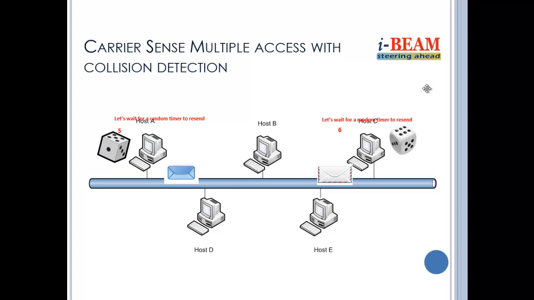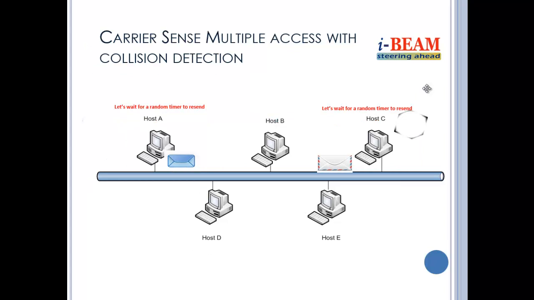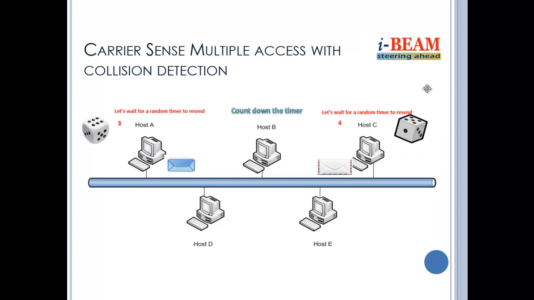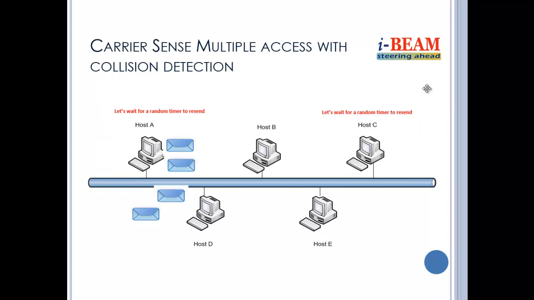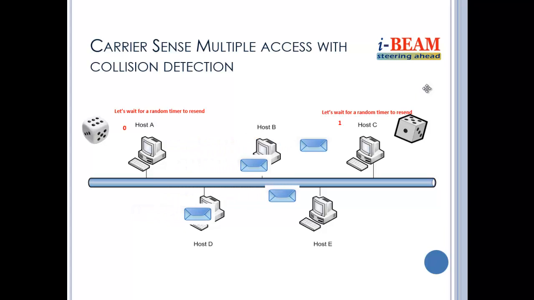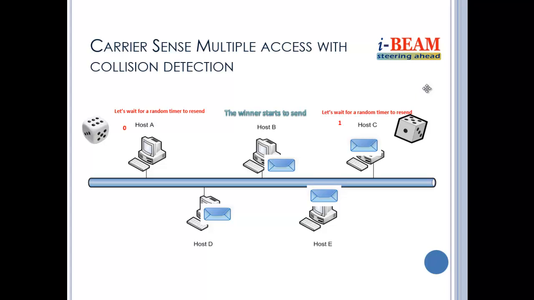One timer is 5, one is 6. This is collision avoidance. 6, 5, 4, 3, 2, 1. Who finishes first? Host A finishes first and host C has not finished. So who wins? Host A wins. So host A starts to send. Host C needs to wait again. The winner starts to send and the loser needs to wait again.